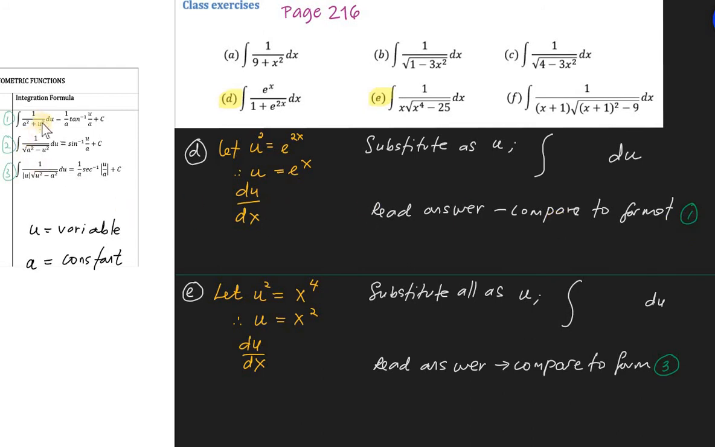Here, let me give a clue. You have to compare with number 1, and be very careful here. The u in this formula is meant for the variable, as for the a, it is a constant. And then E, start with the u squared. u is a variable, x power 4, so u is x squared. Differentiate so that you can substitute everything in terms of du, and then for the answer you are to compare. Here is my clue: compare to the format number 3.